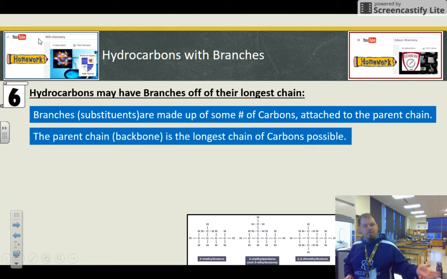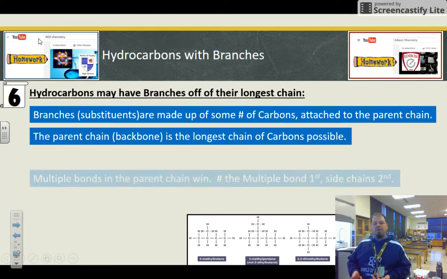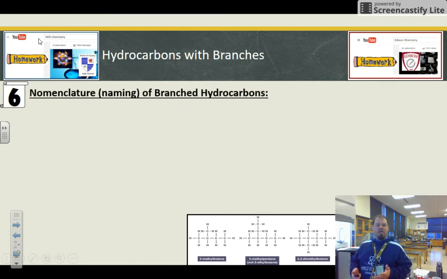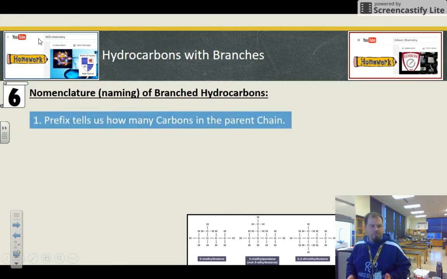The parent chain we call the backbone. This is the longest chain possible, counting without picking up your pen. Multiple bonds in the parent chain win as far as that numbering system. So if I have 5 carbons with one side chain, I can count like this or like this. I have to pick the one with the side or with the multiple bond in it. That is my backbone. So that deviation from the alkane wins. That trumps, if you will.